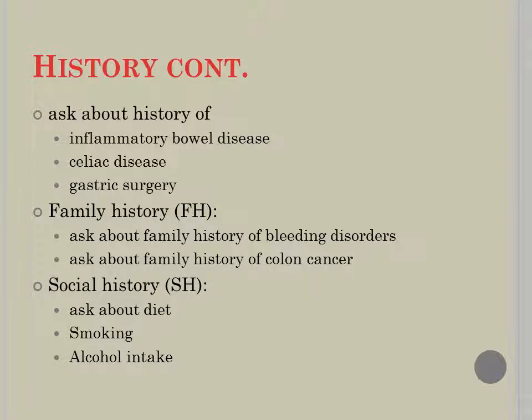Ask them also if they have any history of inflammatory bowel disease, celiac disease, any type of gastric surgery, or any type of surgery that they've had relating to their stomach. Family history. Is there any family history of colon cancer, bleeding disorders, sickle cell, anything in the family that could correlate, as well as social history? What kind of diet do you have? What kind of foods do you eat? What's your iron intake like? Do you smoke? Do you drink? So all of this is part of your history.